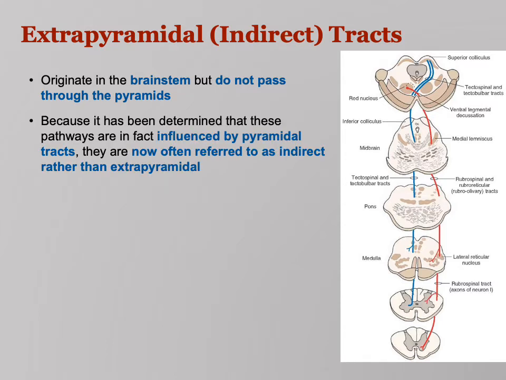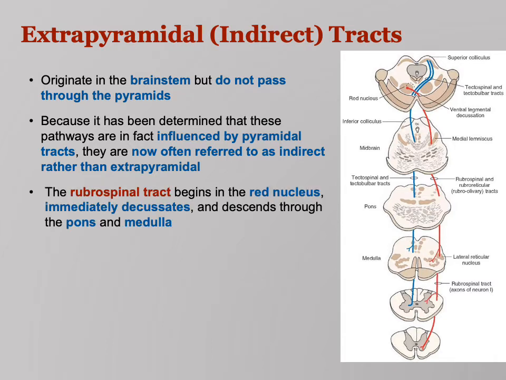Now, it has been determined relatively recently, in the past couple of decades, that these tracts are in fact influenced by pyramidal tracts. So whereas they used to be called extrapyramidal, they're now tending to call them indirect. So watch out. Old textbooks will call them extrapyramidal. New ones will call them indirect. Both are still okay to use. It's just I'm showing you there's an evolution of the terminology here.